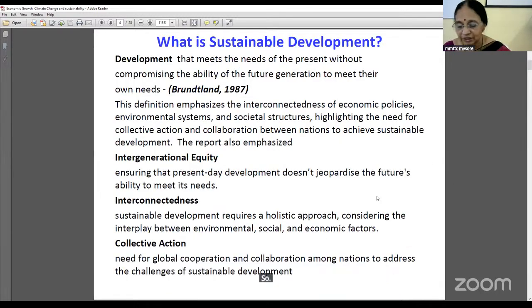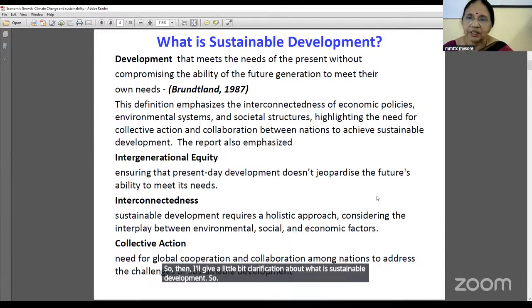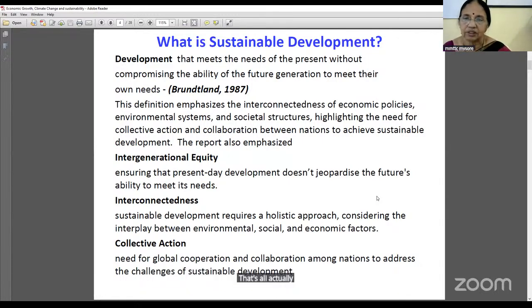So then I'll give a little bit of clarification about what is sustainable development. Sustainable development is the development that meets the needs of the present without compromising the ability of the future generation to meet their own needs. That's how Brundtland has given the definition.